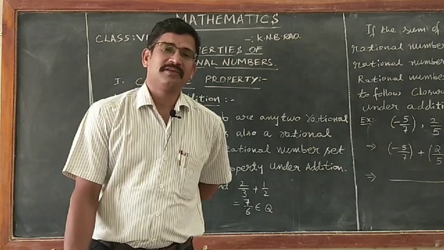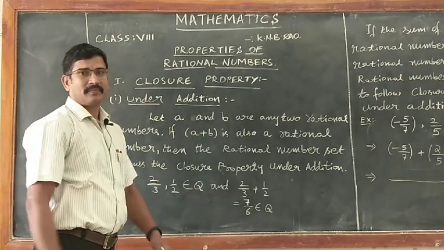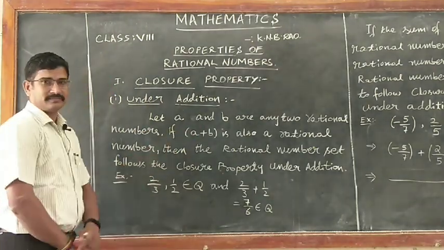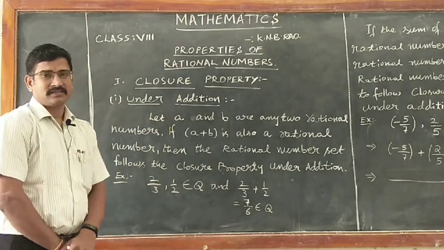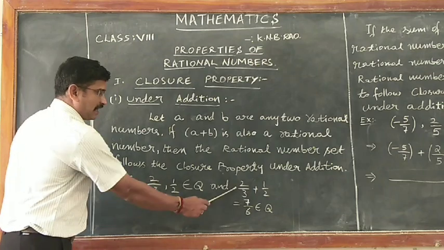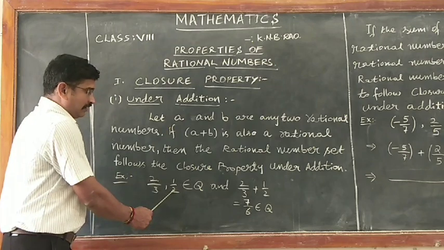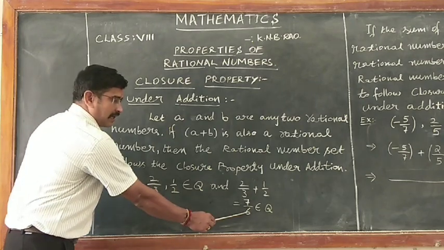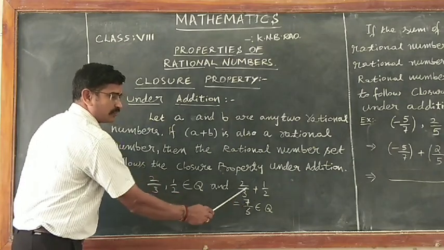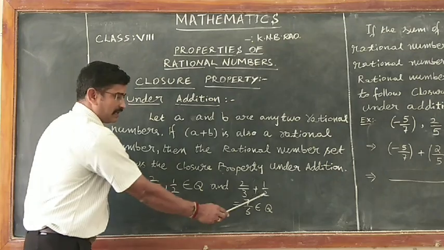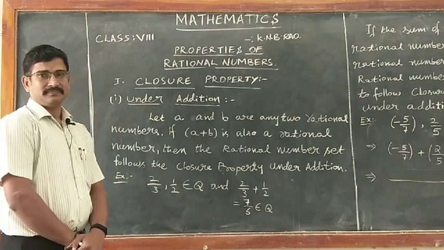See children, in our previous session we learnt closure property under addition for rational numbers. We know that the sum of any two rational numbers is again a rational number. This is what we learnt with the same example.